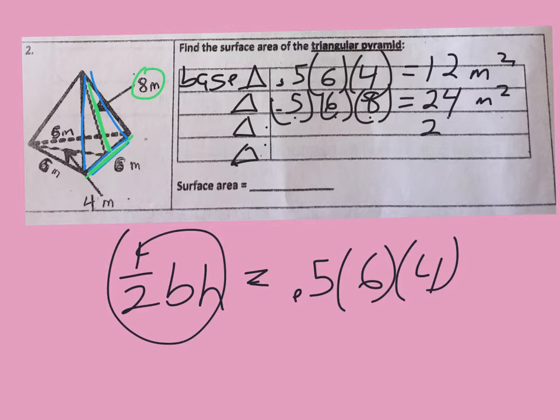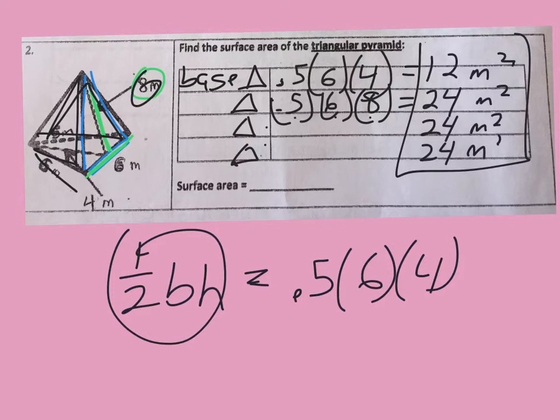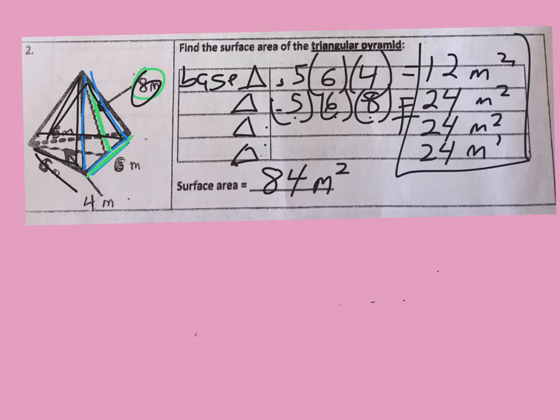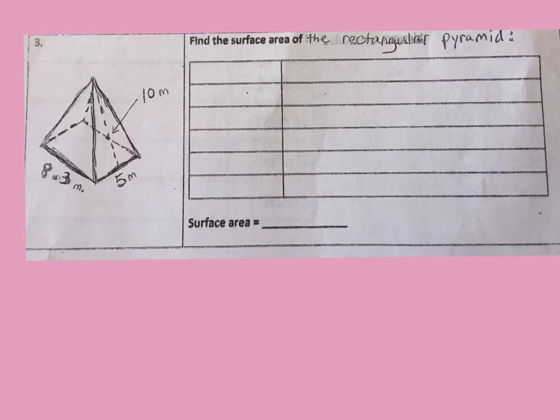And I can just write that for the other 2 face triangles that come to a point. So this triangle right here and the back triangle are all base of 6 and height of 8. All right, so now let's just add all of these up, and we will have our surface area. All right, if you got 84 meters squared, you got this right. All right, last one. See if you can do this one on your own. You might not need all these spaces.